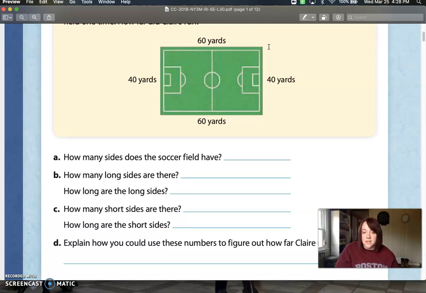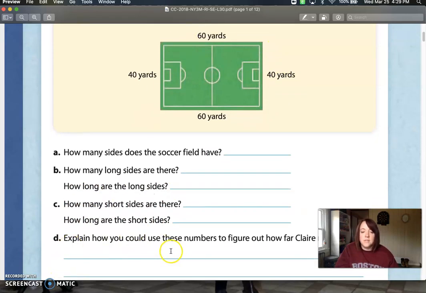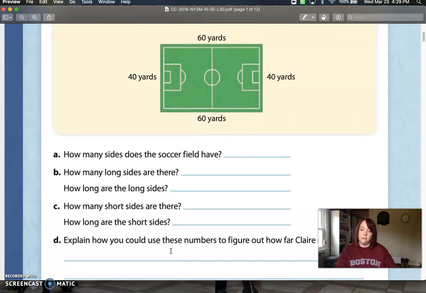How many long sides are there? Well, we have 2. We have 60 and we have 60. How many short sides are there? 2. 40 and 40. Now it wants to know how long are those short sides and how long are the long sides. The long sides are 60 and the short sides are 40. Explain how you could use these numbers to figure out how far Claire ran.